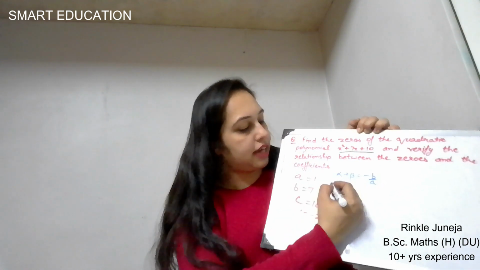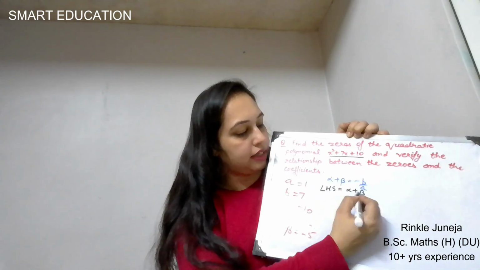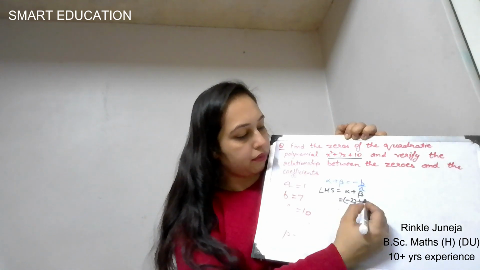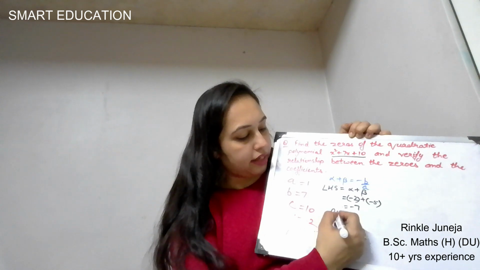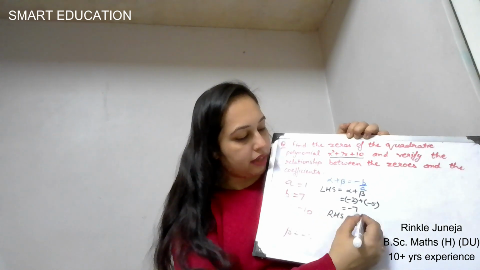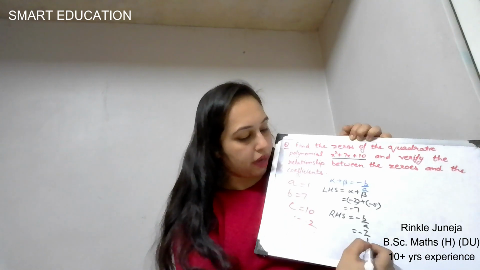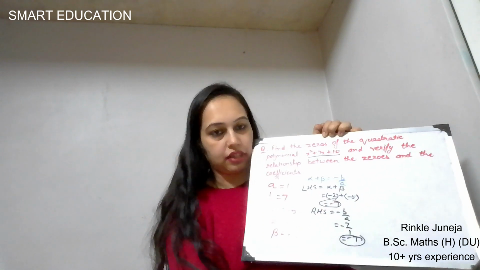So let's start with the left hand side. Left hand side is alpha plus beta, which will be minus 2 plus minus 5, which will give you minus 7. And right hand side is minus b by a, which is minus 7 by 1, which is equal to minus 7. Thus LHS is equal to the RHS.